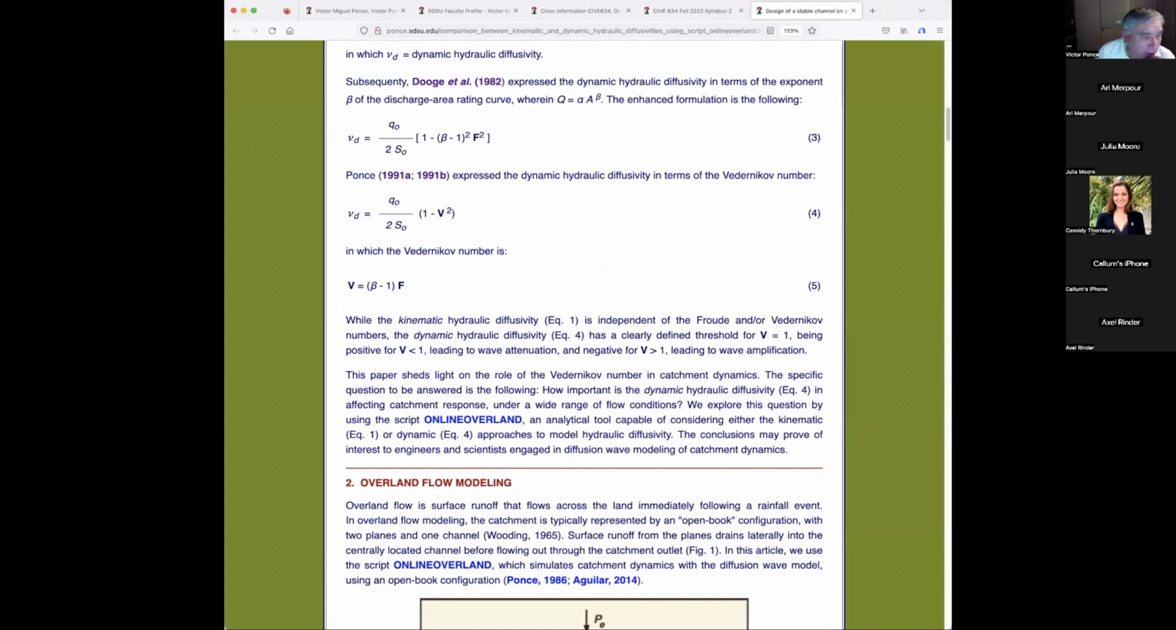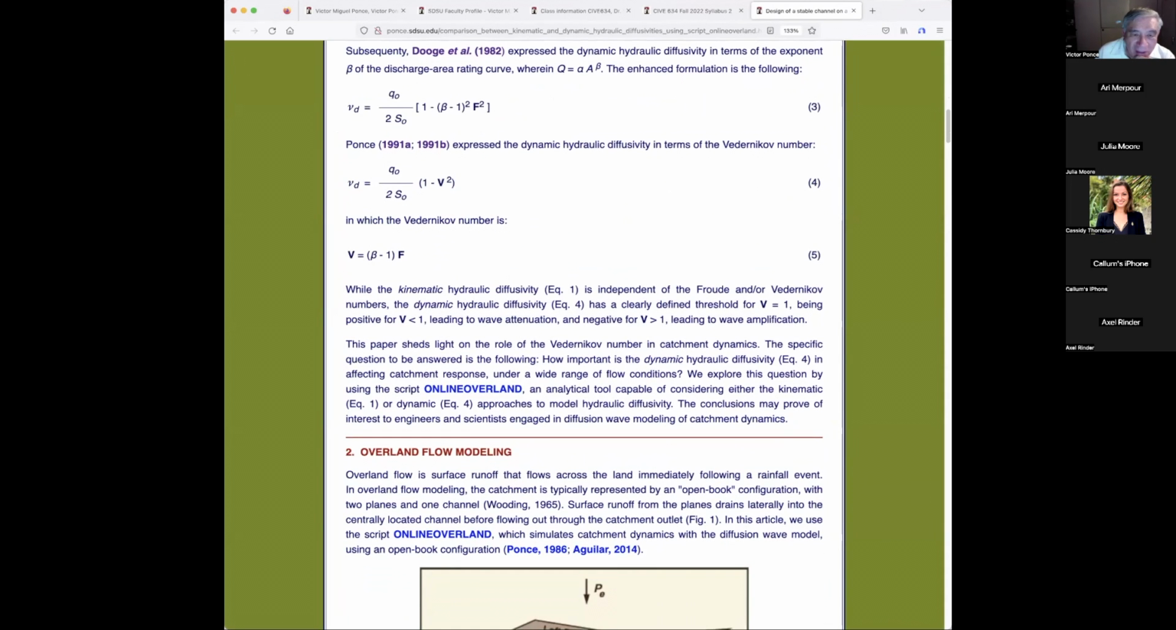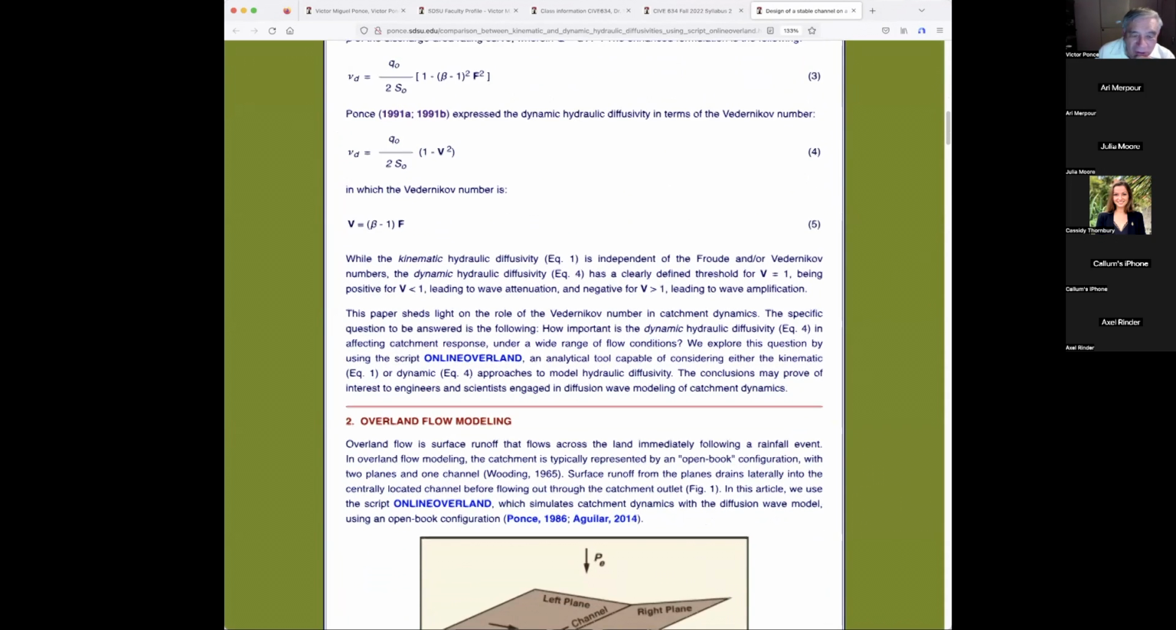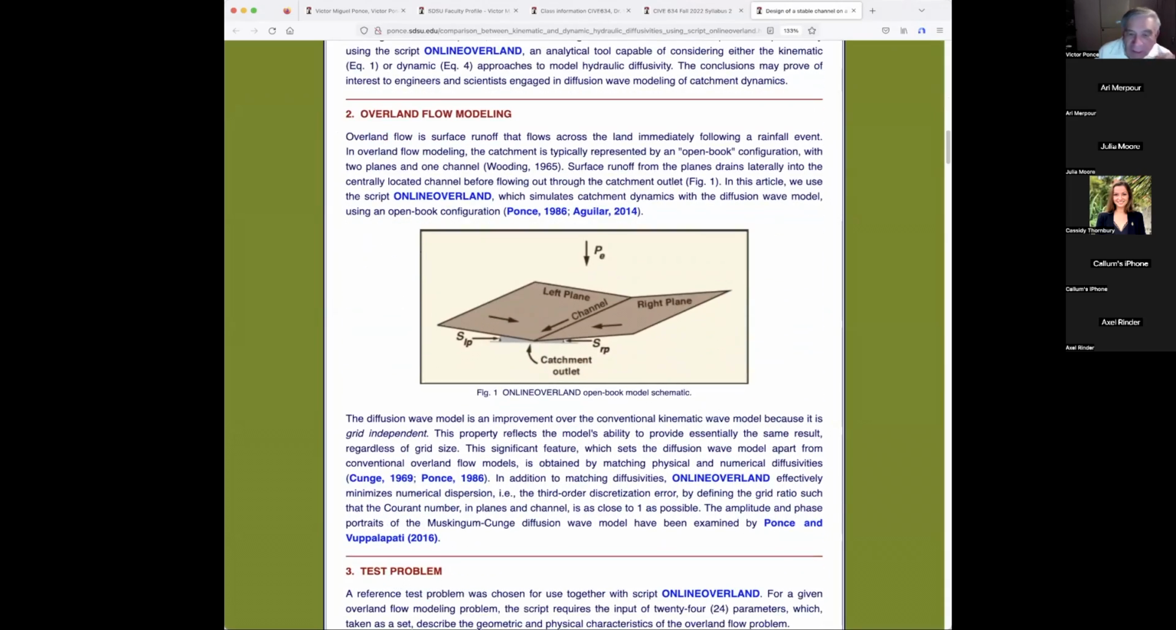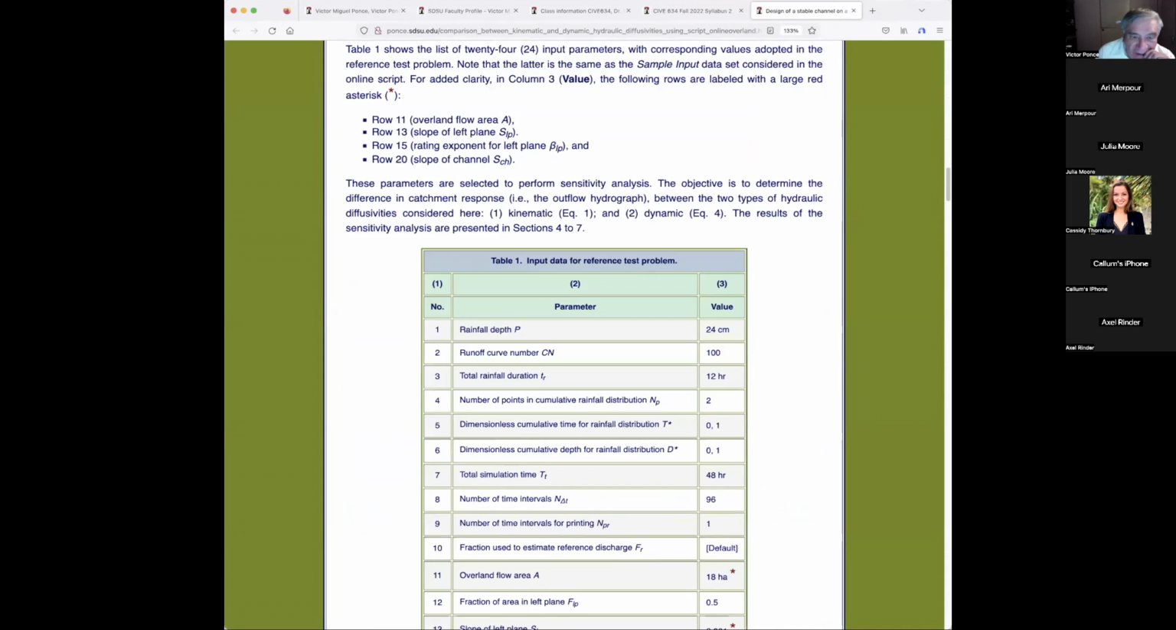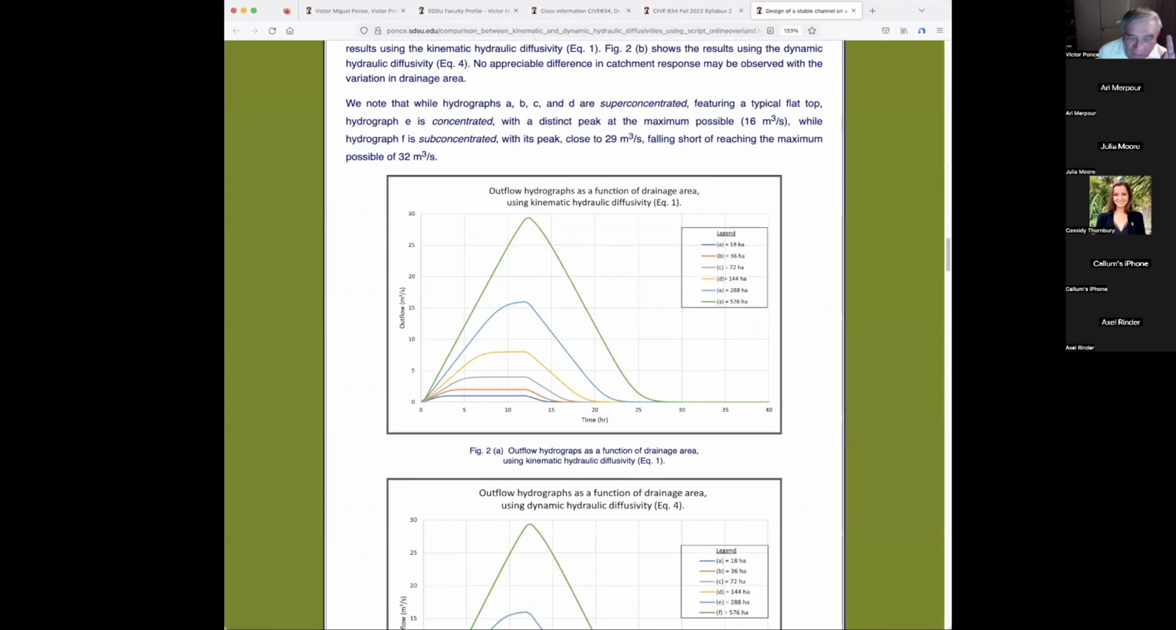Long story, by the way. And I don't believe we have the time to do credit or justice to this issue, so we're going to leave it for later. I'm going to finish here in 1 minute. So we have the overland flow model, the test problem. We've done this work for 30 years.